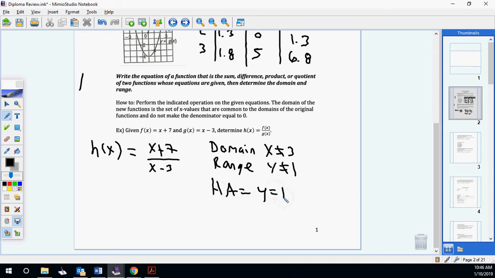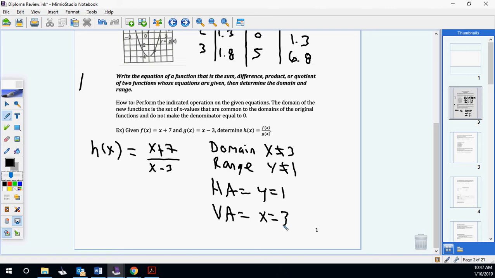How do we get that? x over x. Coefficient of 1 over 1 because they're the same degree. What's the vertical asymptote? It's 3. And that's all the information they want for this one. Any questions or concerns with that? Good? Okay. Let's go ahead and go to the next one here.